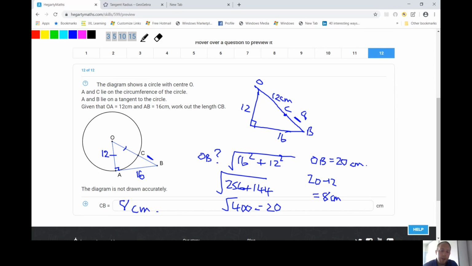So there's applying circle theory and Pythagoras into one question. A question that looks fairly straightforward, but if you don't recognize the two different topics within one question, it becomes quite tricky. Right, now your turn to have a go at the questions that are on Hegarty Maths.